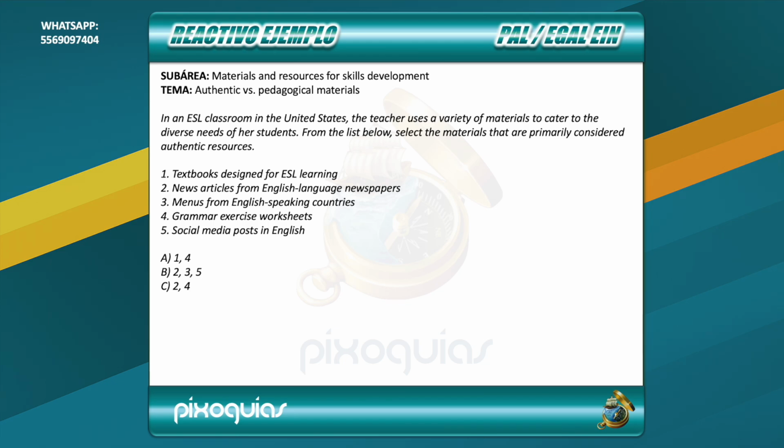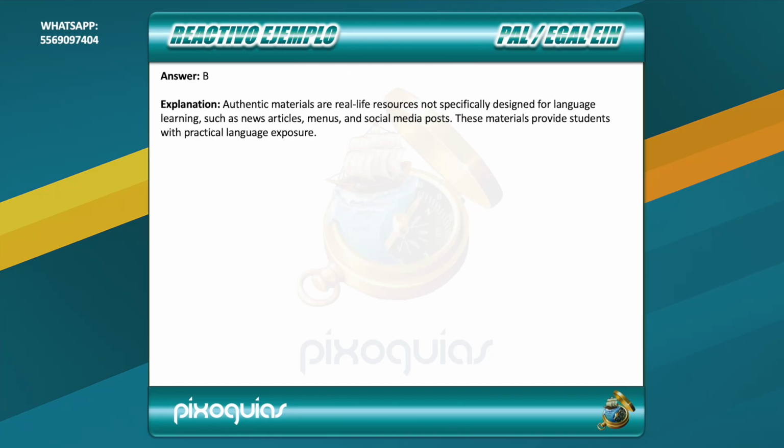A. 1 and 4. B. 2, 3, 5. C. 2, 4. The correct answer is B. Let me explain. Authentic materials are real-life resources not specifically designed for language learning, such as news articles, menus, and social media posts. These materials provide students with practical language exposure. Let's move to the next exercise.